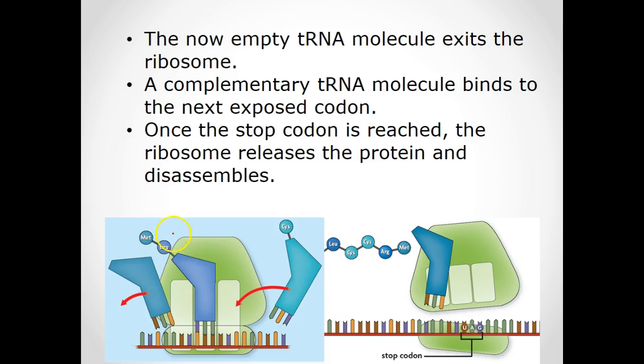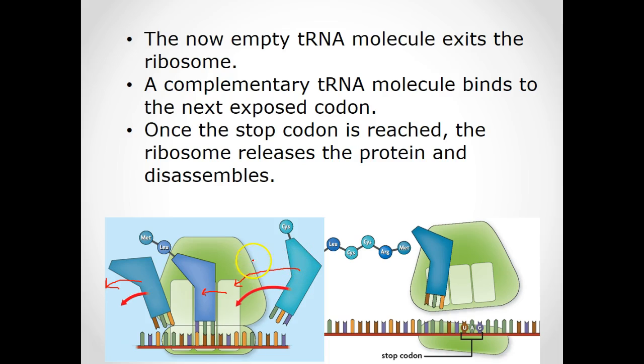Once this methionine is handed to this tRNA and the peptide bond is formed, this tRNA molecule that has lost its amino acid will leave out of the E site. This tRNA will shift to the P site, and then the next amino acid, which is carried by the tRNA, will bind to the A site. This anticodon, again, is complementary to this codon.